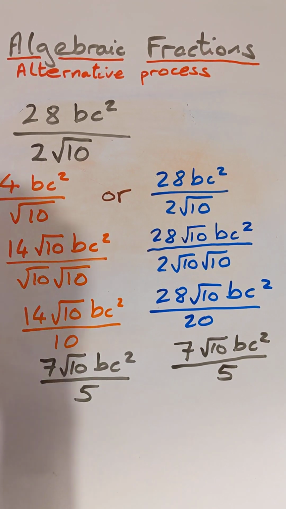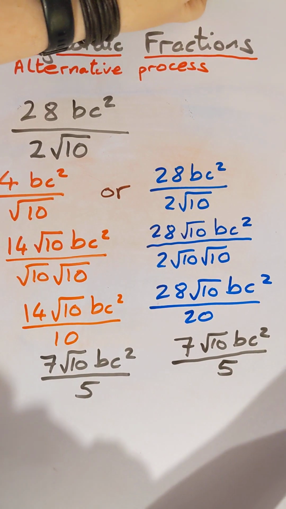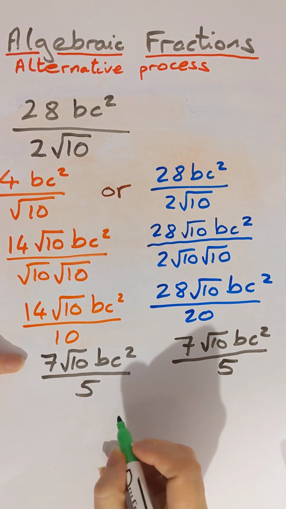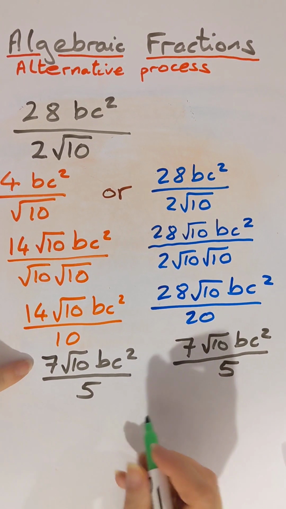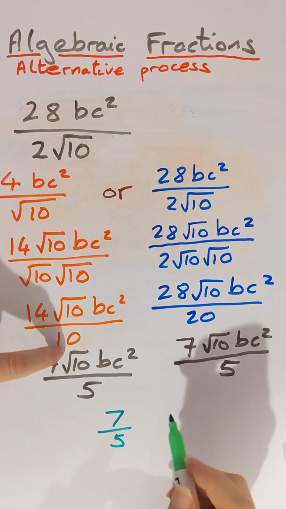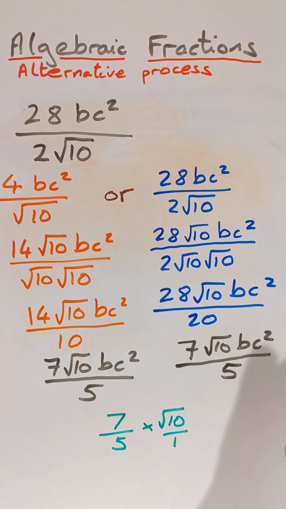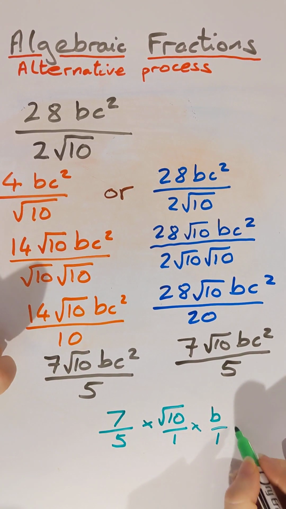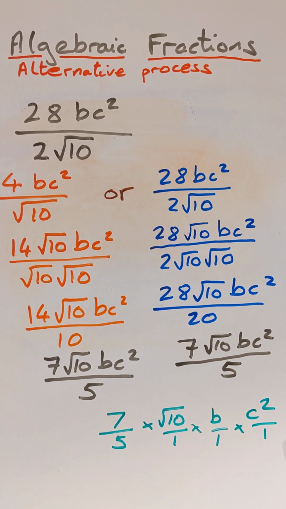Now if you're getting confused about which bits are being divided, another way to think of this is to split it. So numbers wise, we have got 7 over 5. Square root wise, we've got root 10 over 1. We've got b over 1. And we've got c squared over 1. Okay?